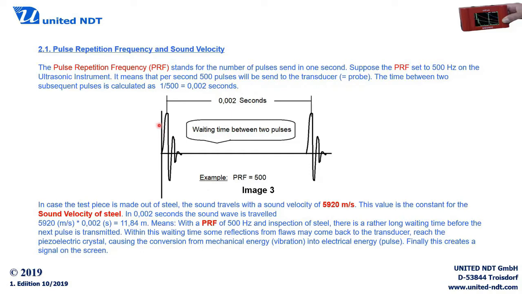So I have here shown how the pulses look and what the waiting time between those pulses is. So we have from one pulse, let's say the maximum peak on the first pulse, to the next transmitted pulse, 0.002 seconds, provided we have set it to 500 Hz, which is a quite common value. It's even higher in most of the cases.